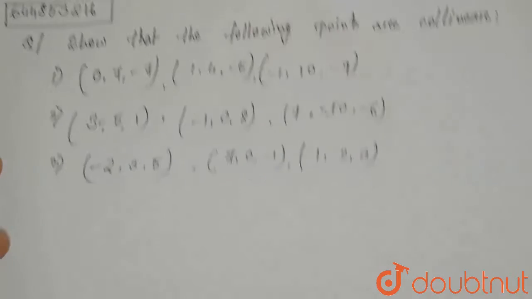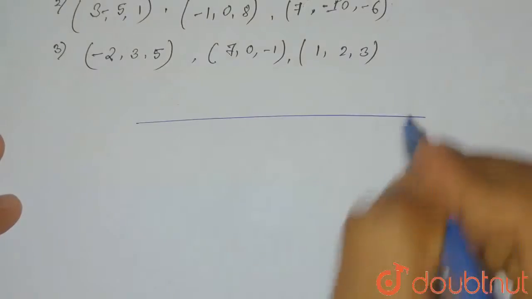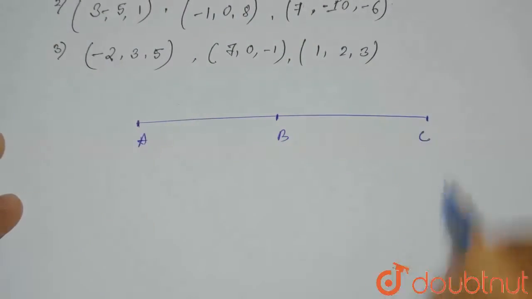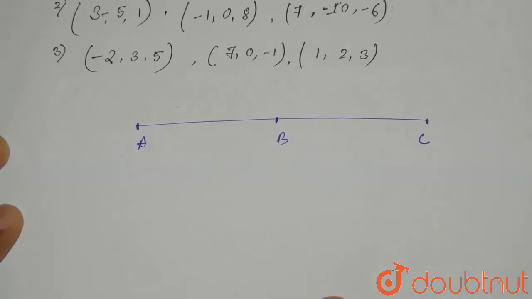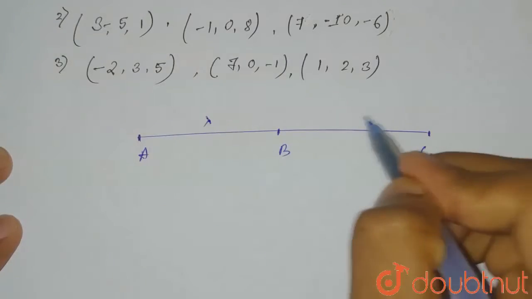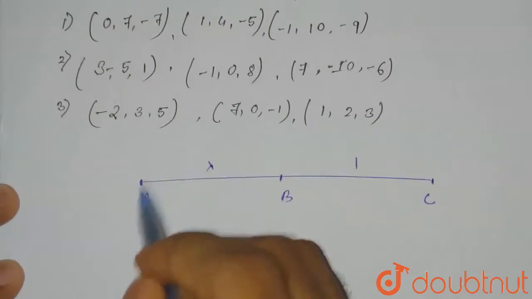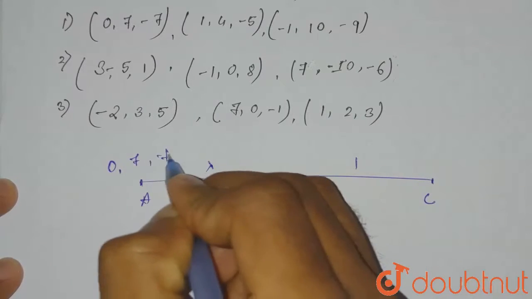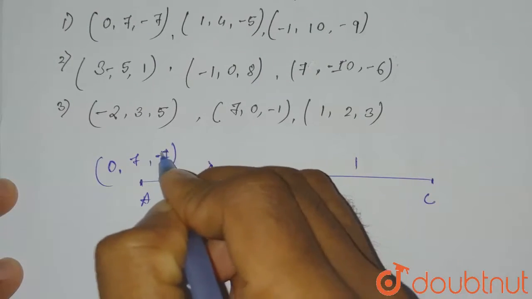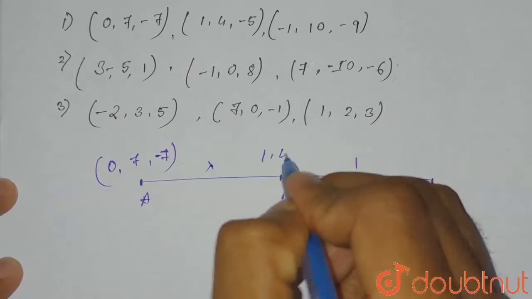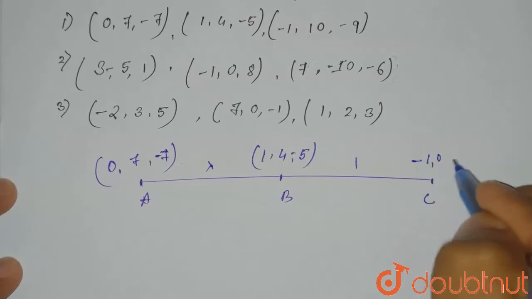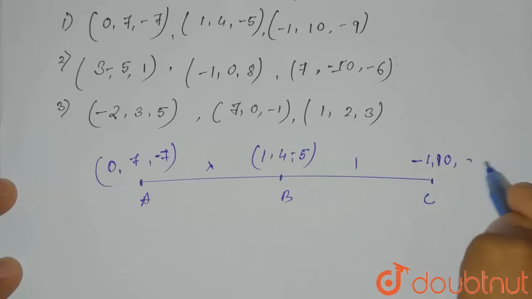Okay, so let's say here we are given a straight line, and we have three points on it, A, B, and C. Here we can say that B has divided the line AC in a certain ratio. Let's say the ratio is lambda to 1. If we consider the first option, we take A as (0, 7, -7), B as (1, 4, -5), and C as (-1, 10, -9).